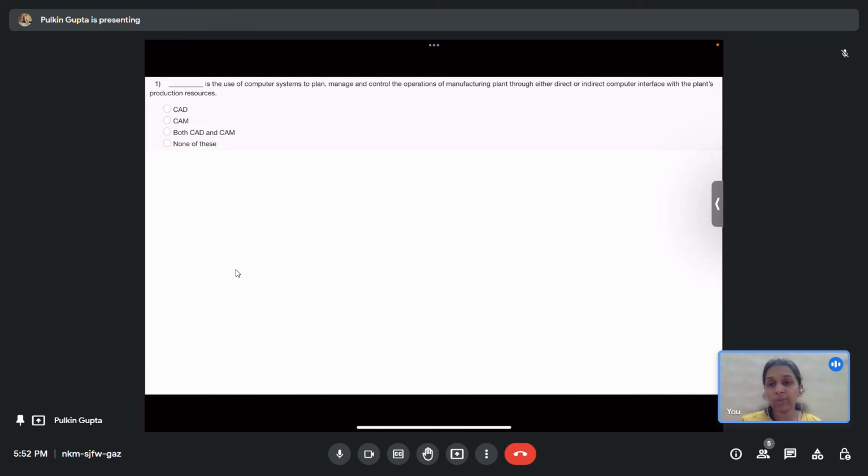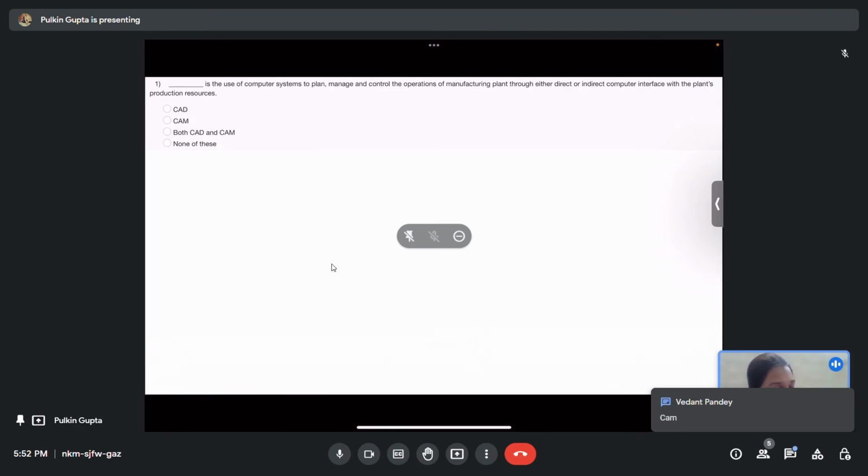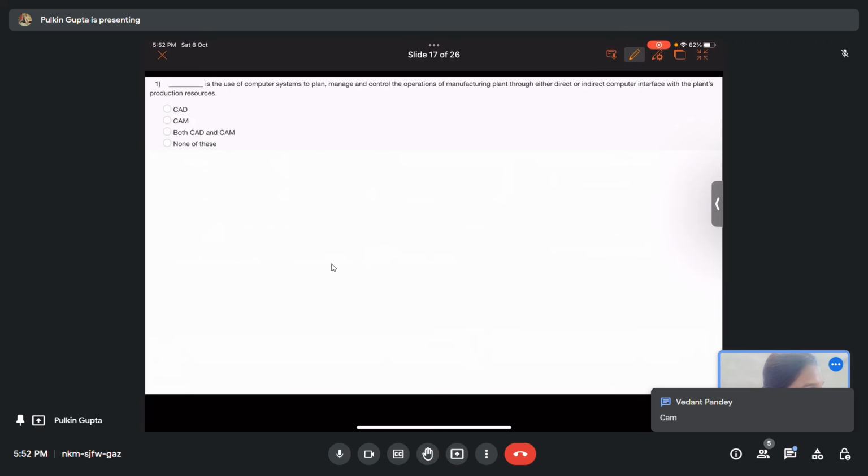Question 1. Dash is the use of computer systems to plan, manage and control the operations of a manufacturing plant through either direct or indirect computer interface with the plant's production resources. CAD, CAM, both CAD and CAM, or none of these. So, Mr. Vedant, what do you think is the correct answer? CAM. Correct. The correct answer is CAM.